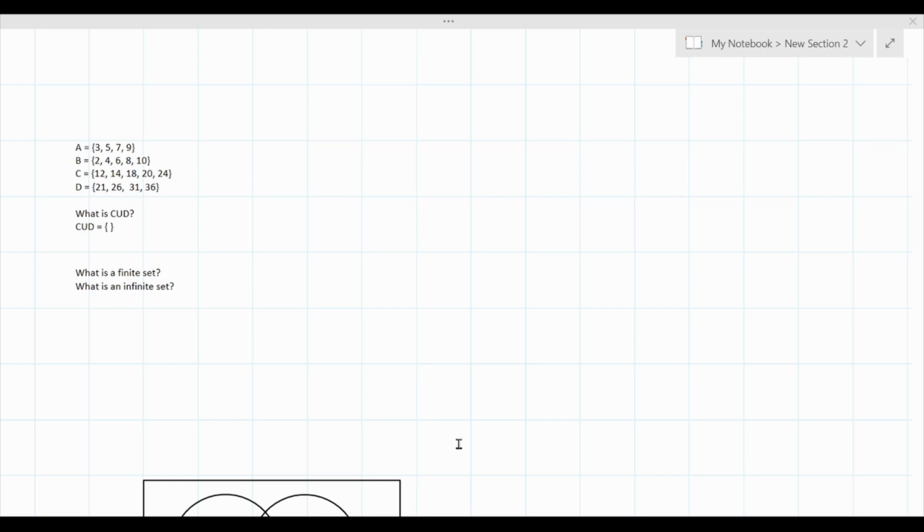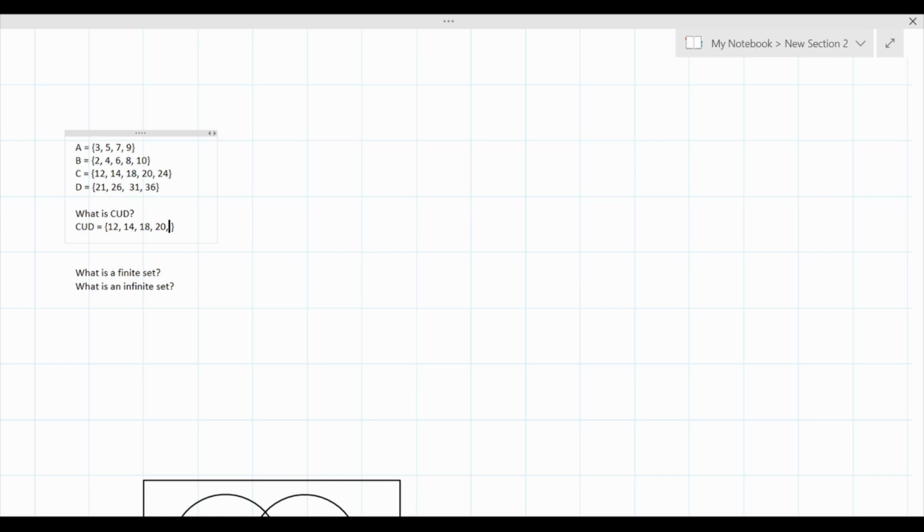Now, when we're looking at union, we're going to include all the elements of the two sets without any overlap. So we don't write the same thing twice. So let's put this in. We would have 12 there. Then we have 14. Let's see. We have 18. We see 20.